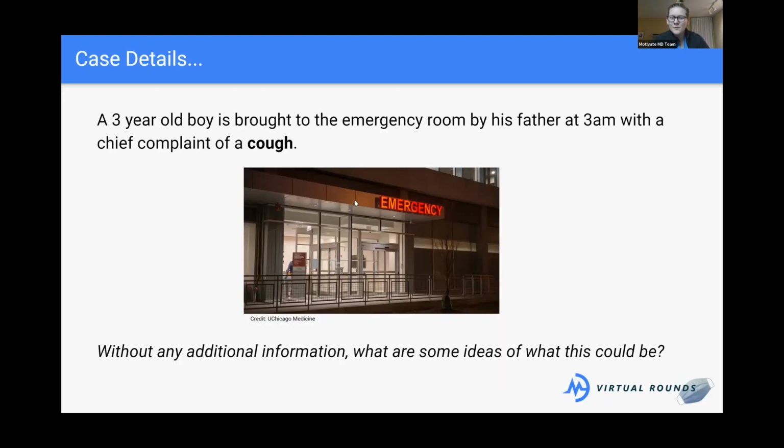Today, we have a 3-year-old boy who is brought to the emergency room by his father at 3 a.m. with a chief complaint of a cough. So without any additional information, maybe pretend you're having a busy night and you just see this pop up on the status board. What are some things that run through your brain of what could be causing a cough in a kid like this?